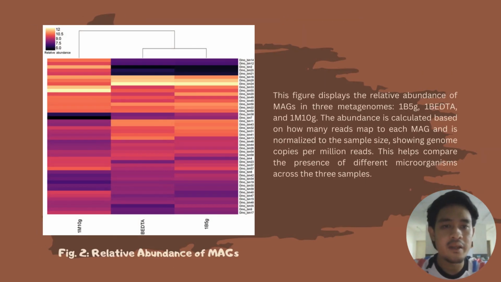This figure displays the relative abundance of MAGs in three metagenomes: one B5G, one beta, and one M10G. The abundance is calculated based on how many reads map to each MAG and is normalized to the sample size, showing genome copies per million reads. This helps compare the abundance of different microorganisms across the three samples.